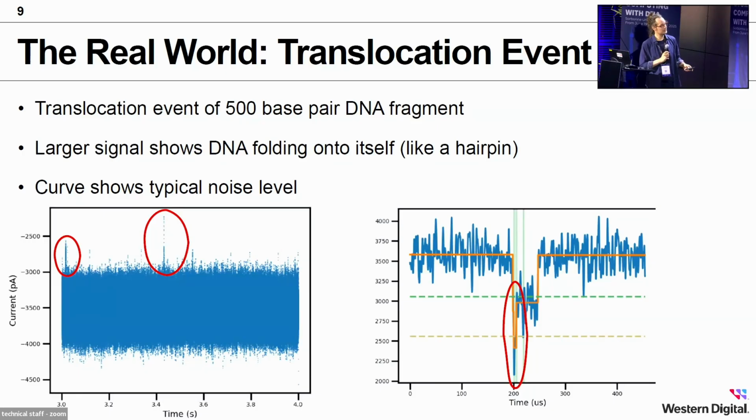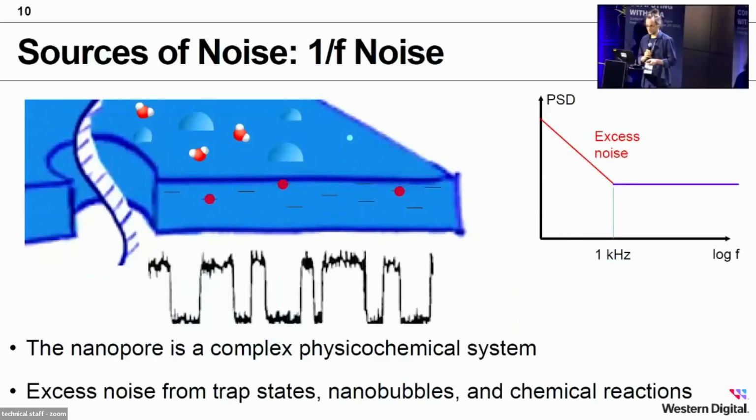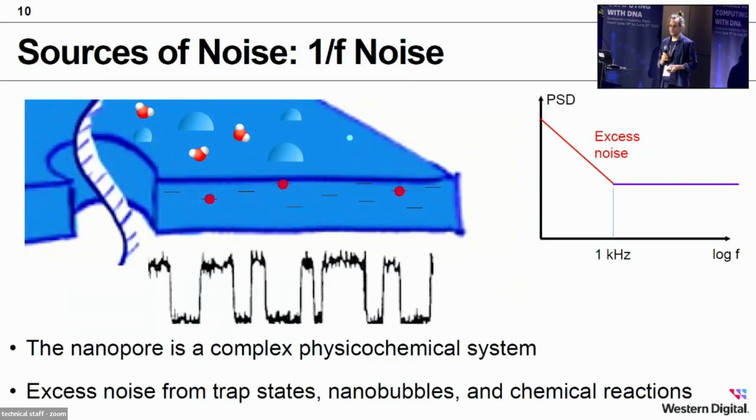Here you see a typical event. You see a spike, and here it's roughly twice as high. That's because the DNA folded over and formed a hairpin. So you see in this case we are nowhere near single base accuracy. The problem in the pores, and that's what people are working on, is the noise in these pores. This is a very complex system. You have physics and chemistry going on there. You have a trap state in the membranes that jump around.